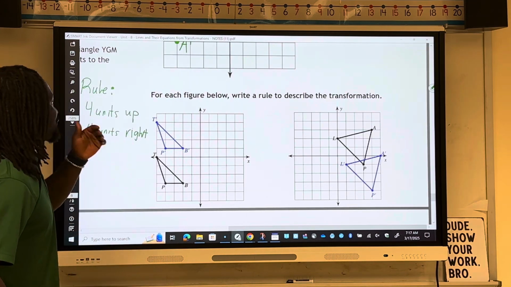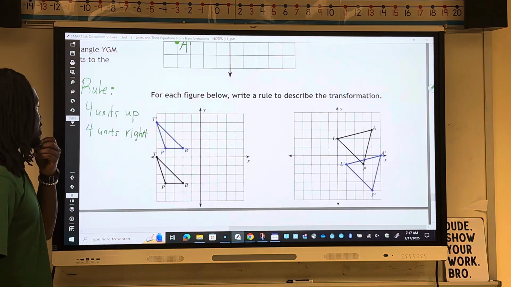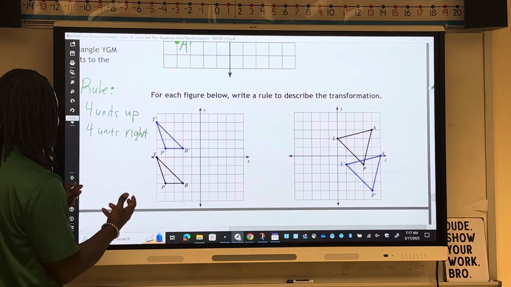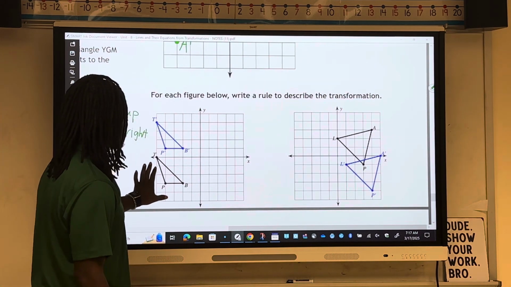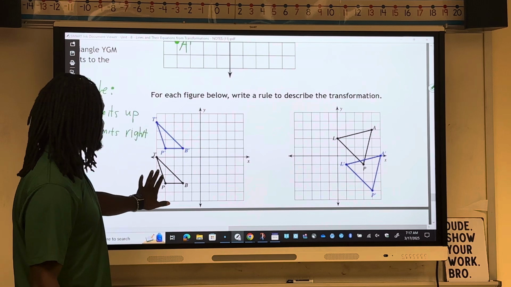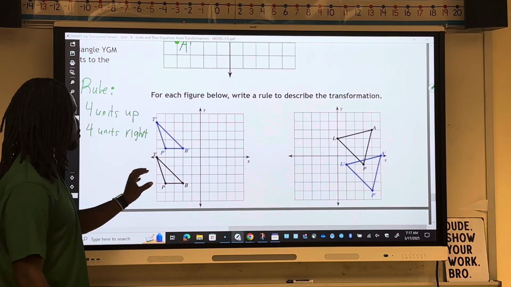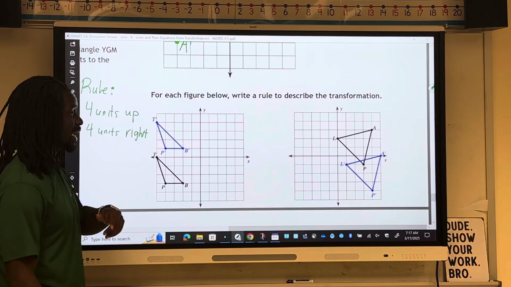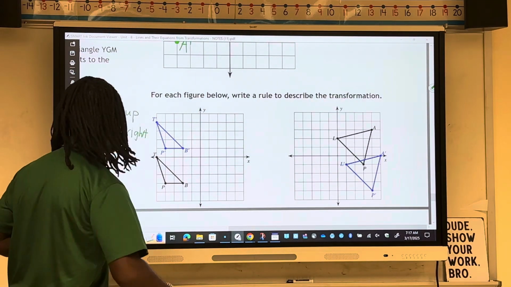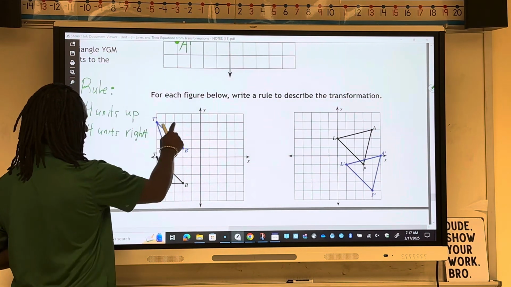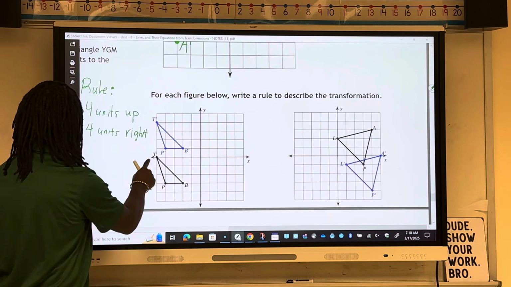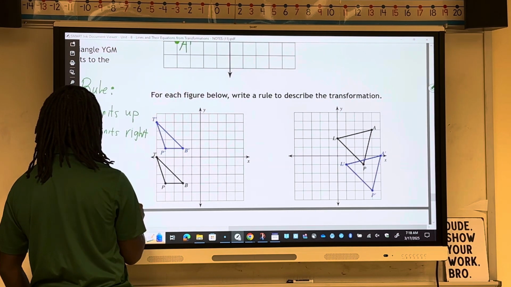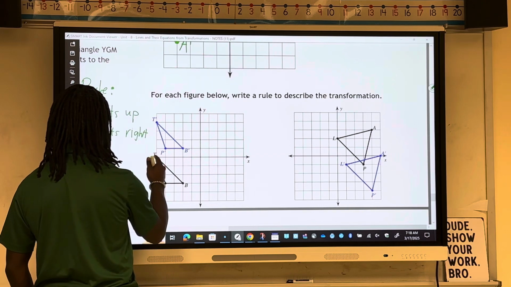All right. Now for the last 2, we want to write the rule. So we just want to write the rule. What happens from the pre-image to the image? I know this is the one that starts because the other one has the apostrophes. So this is my beginning. This is after the translation. So we just go to T, and then we just count. What happened from this T to the second T, the translated one?